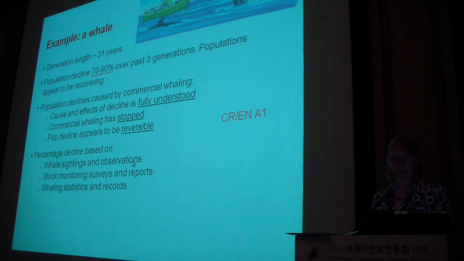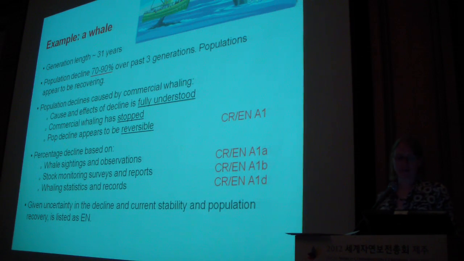The percentage decline is based on sightings, observations of the species in the wild. It's been based on monitoring surveys, it's been based on scientific reports, it's been based on statistics and records gathered over time. So we're using sub-criteria A1A in this case, and A1B because of the monitoring, the index of abundance, and D because of the exploitation. That's what caused the actual decline rates.